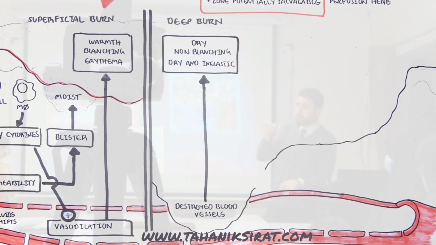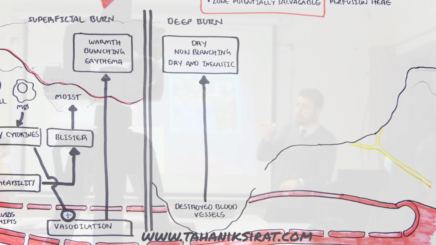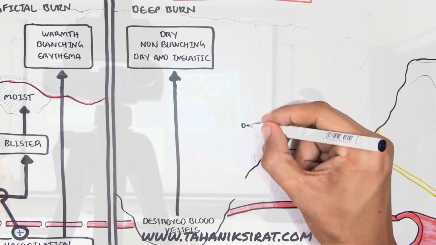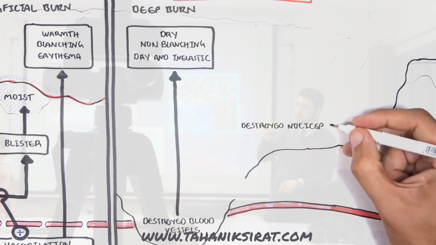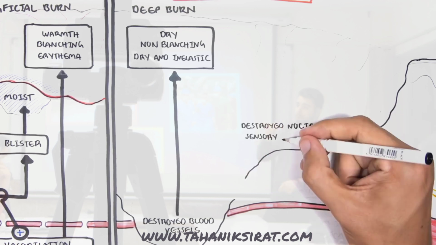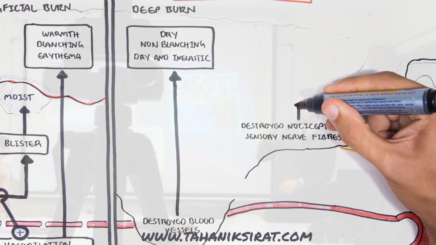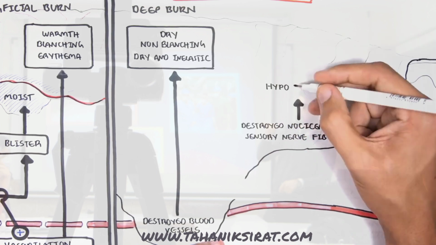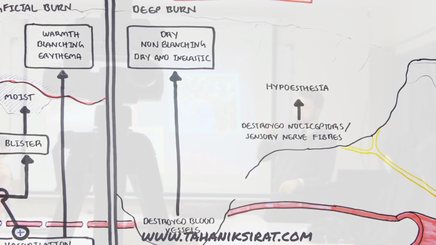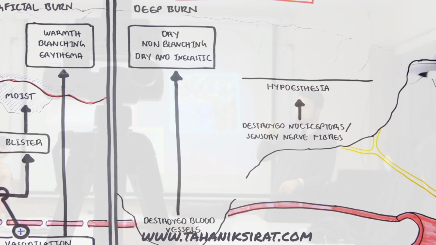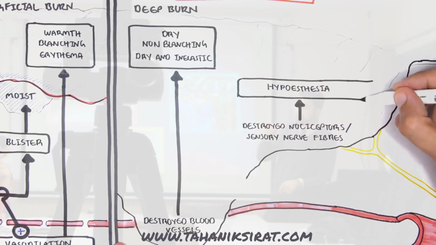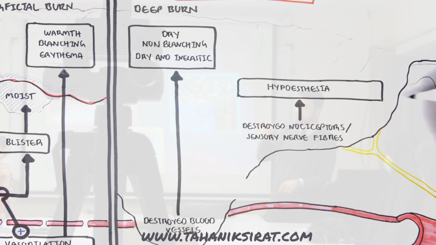Further, deep burns extending to the reticular layer of the dermis can destroy nociceptors and other sensory nerve fibers. Initially, pain can be detected, but as the sensory nerve fibers are damaged, you get hypoesthesia. So you get reduction in sensation. Loss of sensation is an important feature of deep burns.